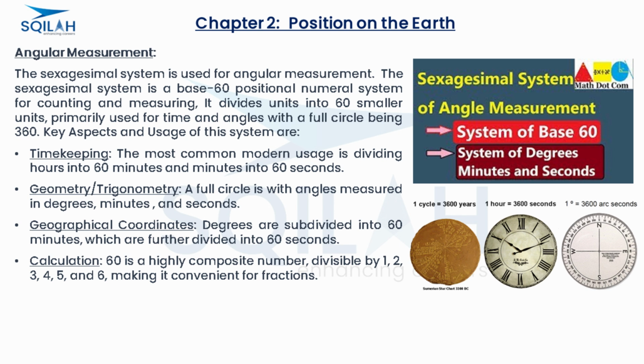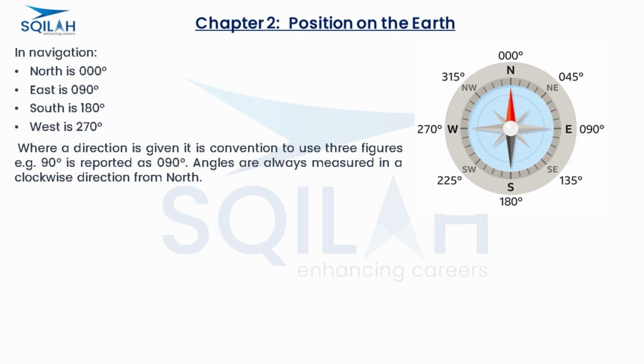Geometry and trigonometry. A full circle is 360 degrees, with angles measured in degrees, minutes, and seconds. Geographical coordinates. Degrees are subdivided into 60 minutes, which are further divided into 60 seconds. Calculation. 60 is a highly composite number, divisible by 1, 2, 3, 4, 5, and 6, making it convenient for fractions. In navigation, north is 000 degrees, east is 090 degrees, south is 180 degrees, west is 270 degrees. Where a direction is given, it is convention to use 3 figures. For example, 90 degrees is reported as 090 degrees.